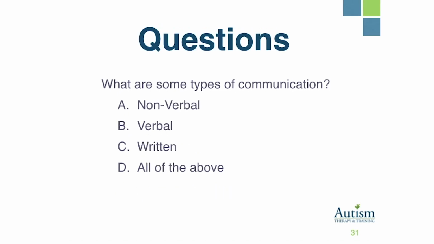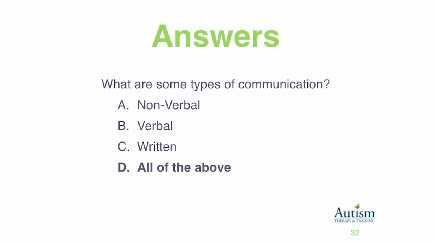What are some types of communication? A, nonverbal, B, verbal, C, written, or D, all of the above. And the correct response is D, all of the above.